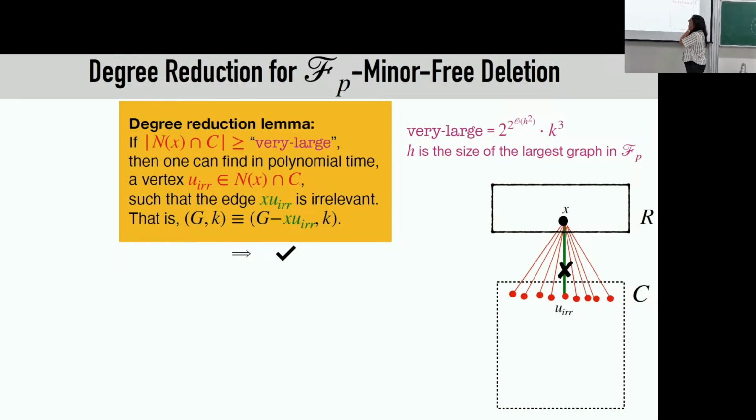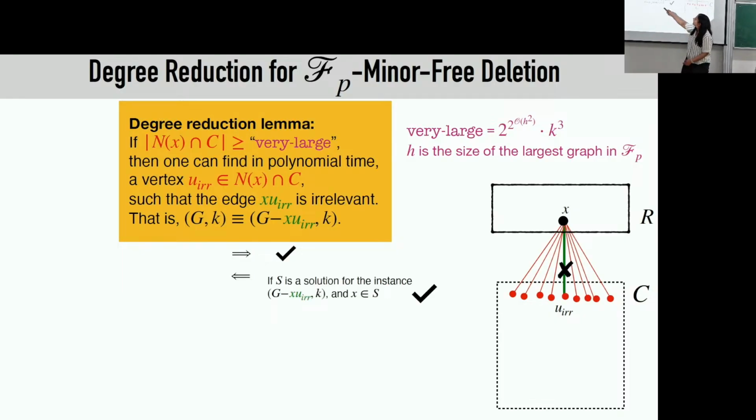So now, if I were to prove this lemma, or rather, if I was deleting such an edge, what can go wrong? If I delete an edge, this will not make the problem harder. Meaning, if G had a solution of size at most K, then this graph also has a solution of size at most K. The same solution is a solution here also, because deleting edges will not create new minor models. The forward direction works.